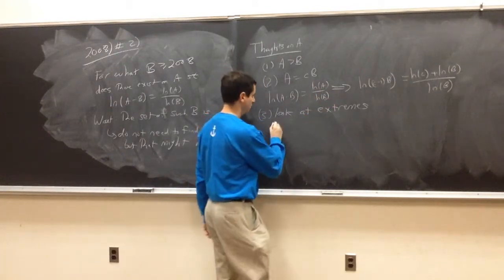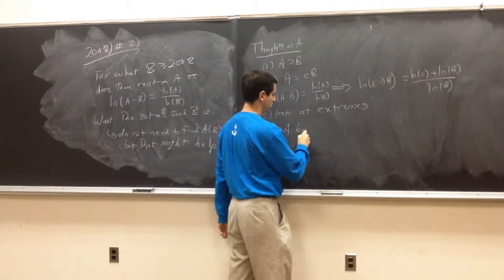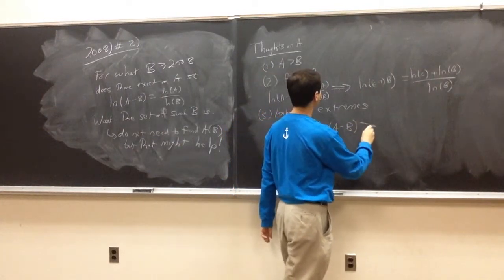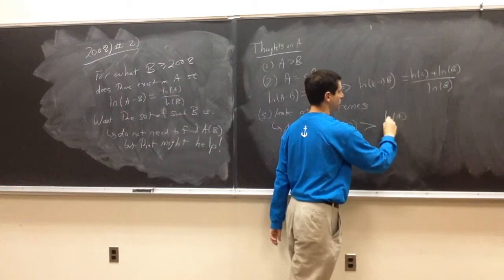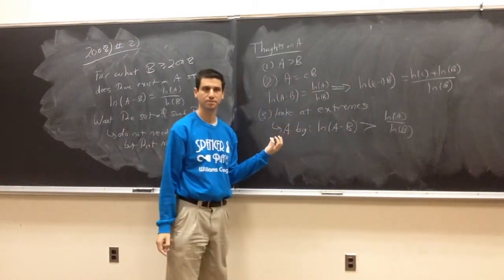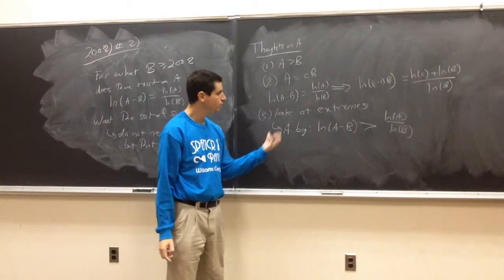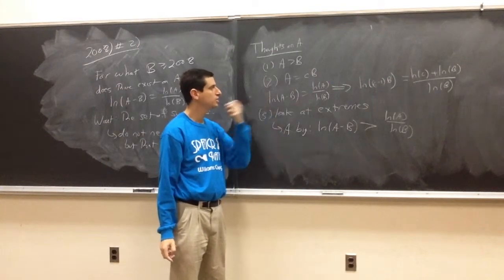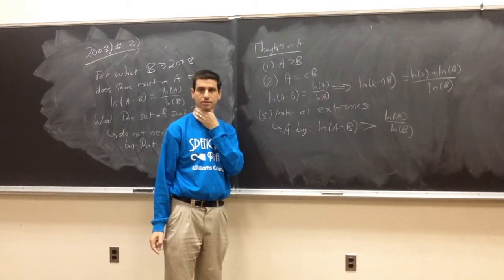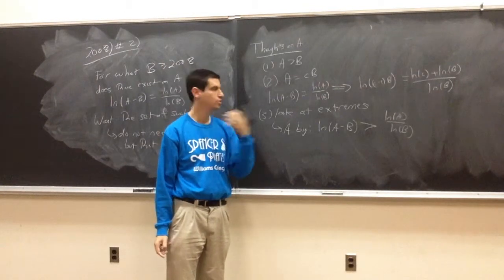Okay, so if A is big, the ln of A minus B is strictly greater than the ln of A over the ln of B. So we have some information at the extreme. What if we look at the other extreme? What if A is really close to B? What would we have? Which side wins?